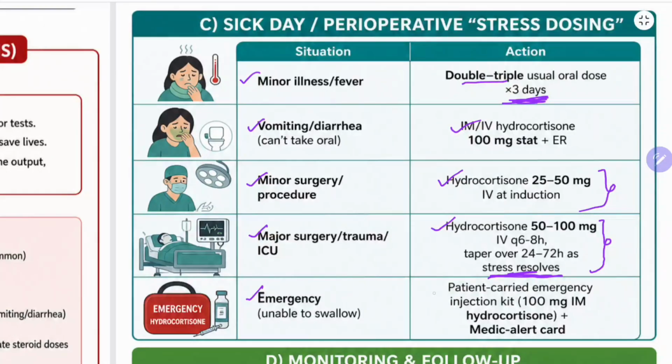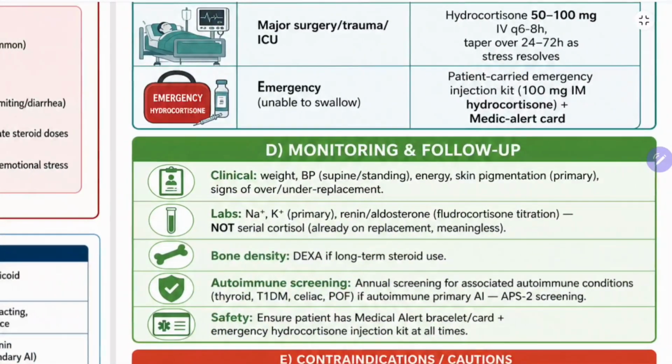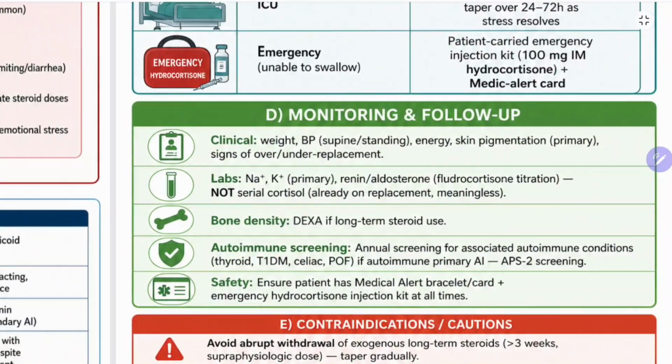Emergency: the patient carries an emergency injection kit like 100 mg IM hydrocortisone plus a medic alert card, for when the patient is unable to swallow. That's how the replacement dose is adjusted. That is known as sick day rules, similar to the sick day rules of diabetes mellitus.